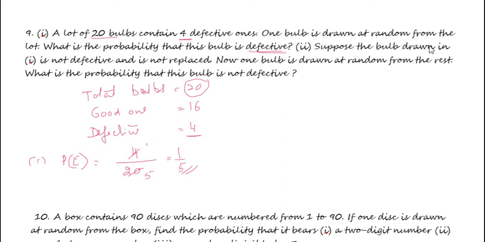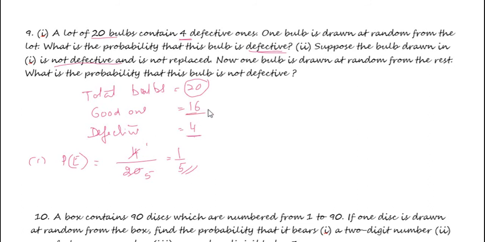Suppose the bulb drawn in the first case is not defective and is not replaced. Now one bulb is drawn at random from the rest. What is the probability that this bulb is not defective? Now one bulb is drawn in this experiment and it is not defective. It is a good bulb, but it is not replaced. You are not going to put it back in the lot.